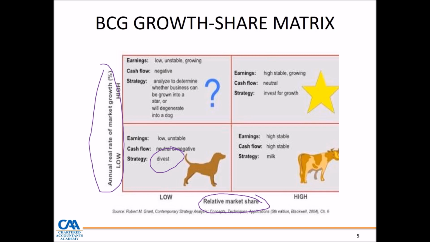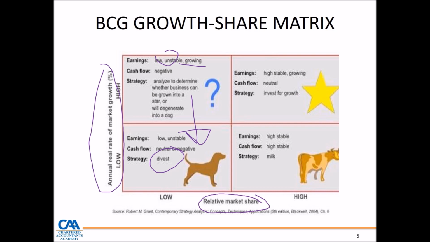Then we go up. Currently, I've got a low market share, but my rate of return is high. So I've got my earnings, they can be low or unstable, but can be growing. And my cash flows can be negative. Normally, these types of businesses are a bit tricky because you can see the potential is there in terms of the return that you are getting, but your market share is very low. And these are characteristics of growing businesses where maybe you are a new entrant into that market. Your market share is still very low, but your returns are high. In terms of your strategy, you may continue to invest, but you may need to watch out that this business does not degenerate into a dog.